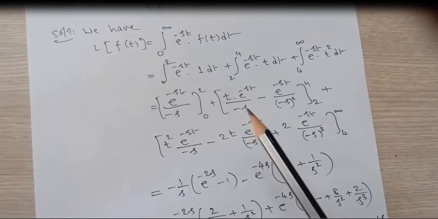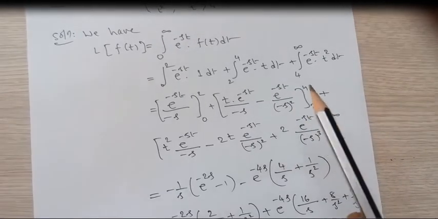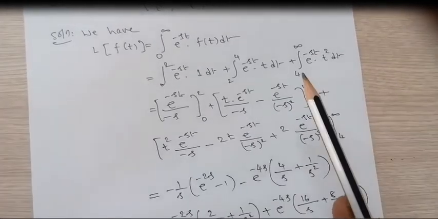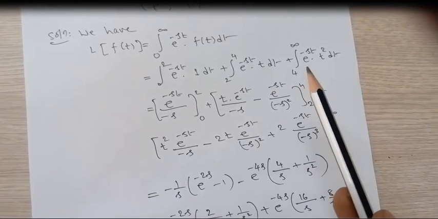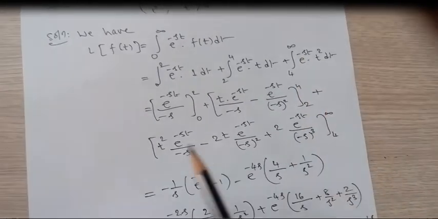That is 1 into minus s, as it is already here, so minus s into minus s whole square, between 2 to 4, plus the integration of e raised to minus st into t square into dt between 4 to infinity.